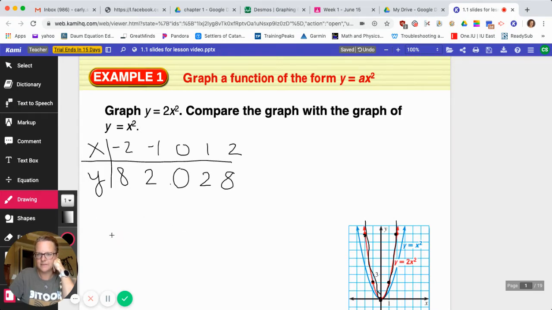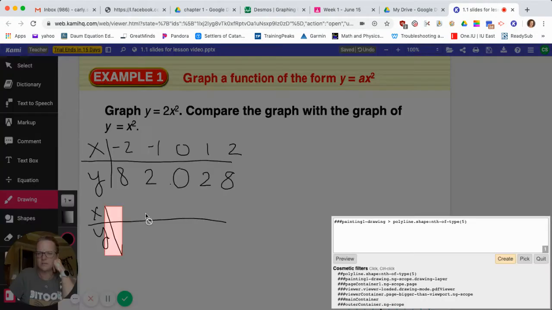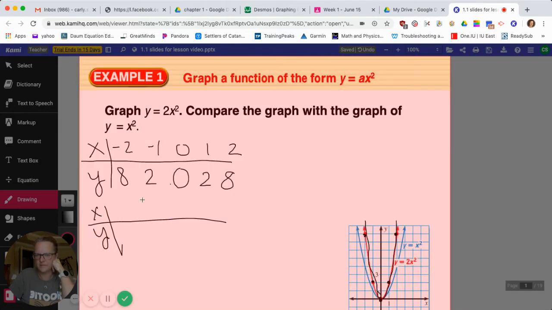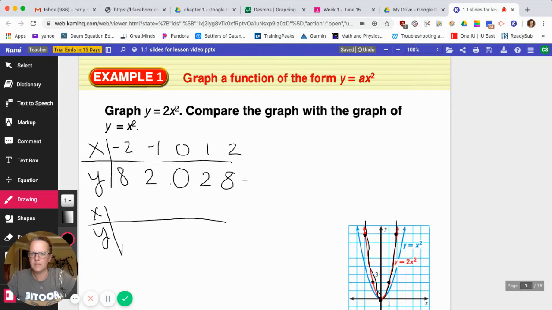And if I did another table, oops, oh gosh, I didn't want to do that. Sorry. Undo, undo, undo. There we go. Getting used to my new tablet. If I plug in the same points, -2 squared is 4, 1, 0, 1, and 4. So this is y equals x squared.